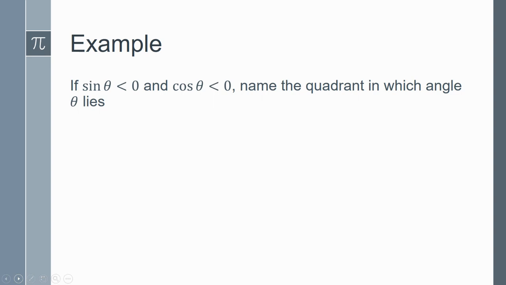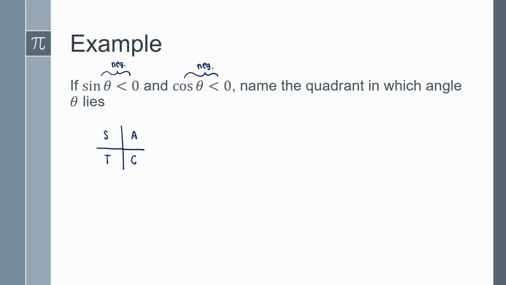All right. But if we want to practice using that "All Students Take Calculus" phrase, let's look at this. It says if sine of theta is less than 0 and cosine of theta is less than 0, name the quadrant in which the angle theta lies. So once again, if I'm thinking about All Students Take Calculus, sine of theta is less than 0, meaning that this ratio is a negative ratio. Cosine of theta is less than 0. That is a negative ratio. So we can eliminate things right away.